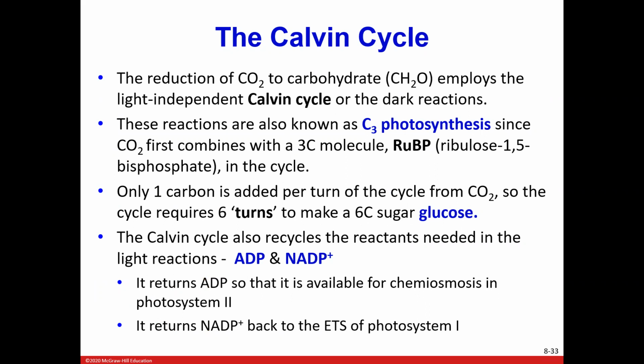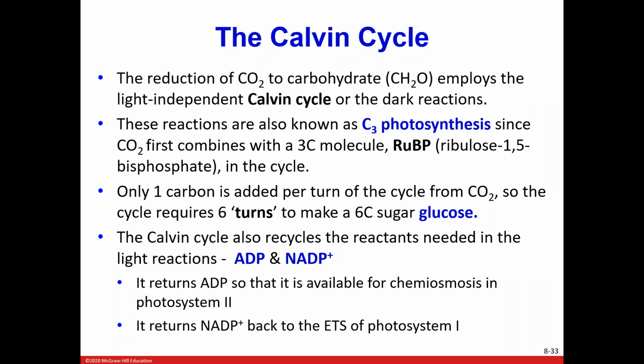Okay. Before we get into the diagram, let's just quickly go through this. The reduction of CO2 to carbohydrate, CH2O, employs the light independent Calvin cycle or dark reactions. These reactions are also known as C3 photosynthesis, because the CO2 first combines with a 3-carbon molecule. Oh, okay, I thought it was 5-carbon. 5-carbon molecule, ribulose 1,5 bisphosphate, in this cycle.